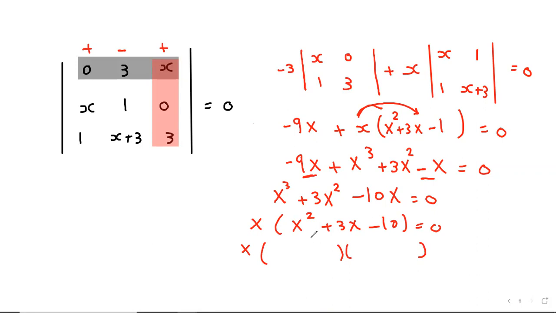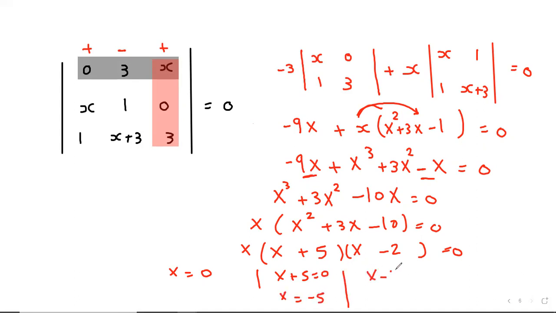Then factorize: two numbers whose product is -10 and whose sum is 3. Those are 5 and negative 2. So here it's (x + 5) and (x - 2) equals 0. So I have three solutions: x equals 0; x plus 5 equals 0, so x equals negative 5; and x minus 2 equals 0, so x equals 2. That's it.